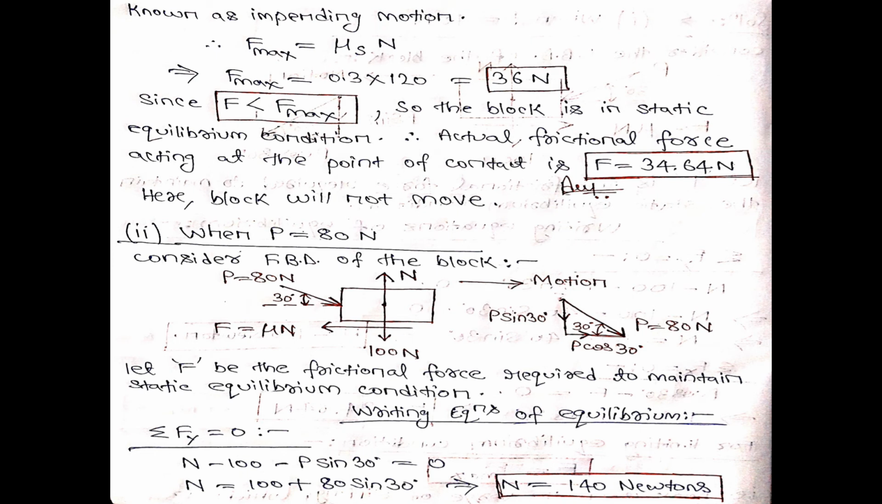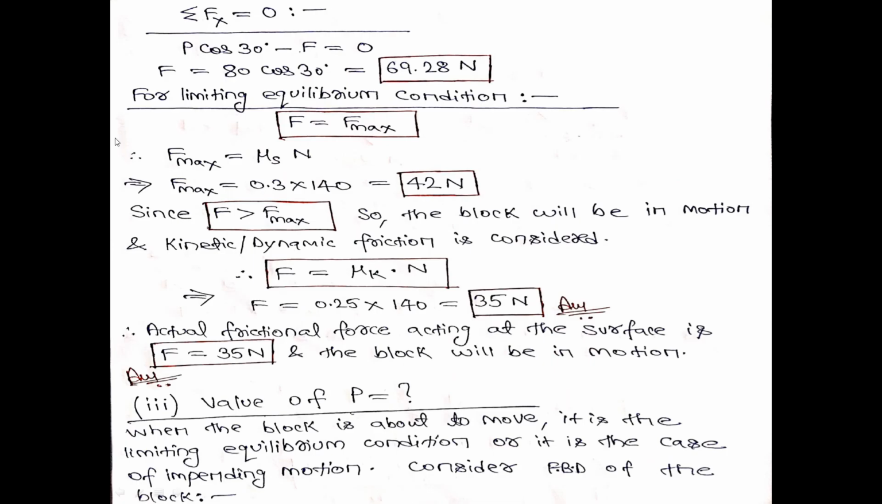So let us find out first summation Fx equal to 0. Summation Fx equal to 0 will be plus P cos 30 minus mu N is equal to 0, but I don't know what will be the value of mu, but I know that mu N is nothing but F, so I can write plus P cos 30 minus F is equal to 0. F is how much? P cos 30. This time P is 80 Newton. So 80 cos 30, and F is coming out to be 69.28 Newton. The frictional force which I am getting is 69.28 Newton.